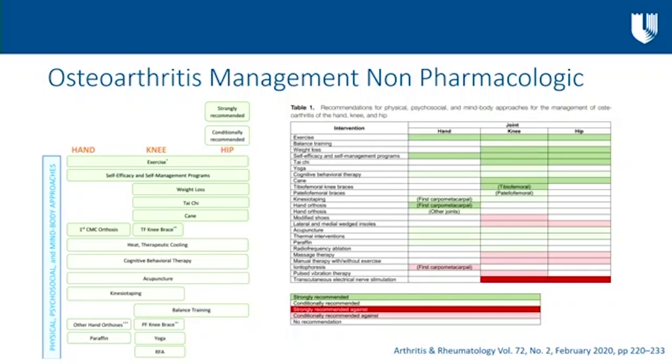We can also look here to the right, even down to psychosocial mind-body approaches like acupuncture, thermal interventions, back down to your paraffin, cognitive behavioral therapy, all of those other things, and weighing in a little bit more on what we have about strongly recommending against, conditionally recommending against, and what do we have data to say, let's not do this.